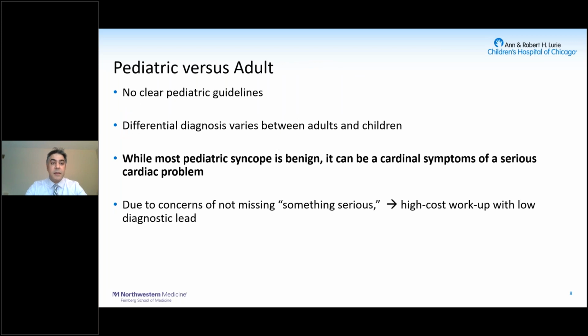So the challenging thing in pediatric syncope is that there are no clear guidelines, and this mainly comes about because the differential diagnosis varies between adults and children. The older you get, the more likely you are at risk for having cardiac syncope. While this is typically not the case in pediatrics, you can bet that if someone my age were to present to an ER for my first syncopal episode, they would be ordering labs, doing an EKG, probably referring me to a cardiologist to look at my coronaries. This is, again, not going to be high concern in pediatrics. Most of the causes are going to be benign.